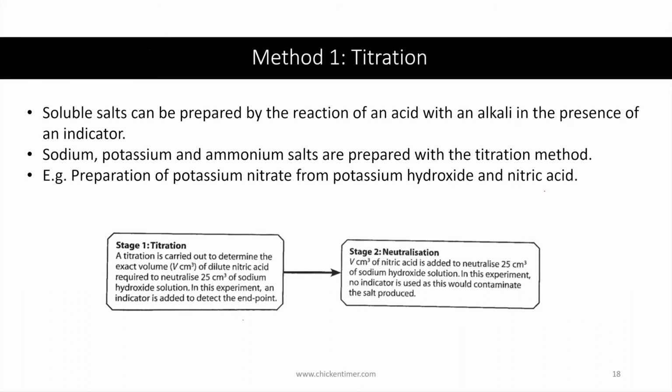So titration, which is your method 1. What is titration again? We were talking about it a lot just now. Titration is used to prepare soluble salts, and you react acid and alkali. Sometimes you can use soluble carbonates as well. So it's divided into 2 stages. You do titration. Then after that, you repeat the whole titration without the indicator.